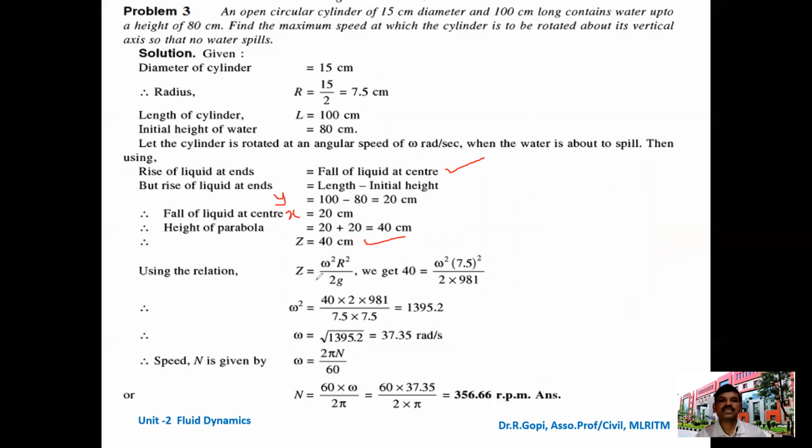So using the relation between z and omega, z equals omega square r square by 2g. Once you find omega, using the equation omega equals 2 pi n by 60, we can easily calculate the n, that means the speed of the rotation.